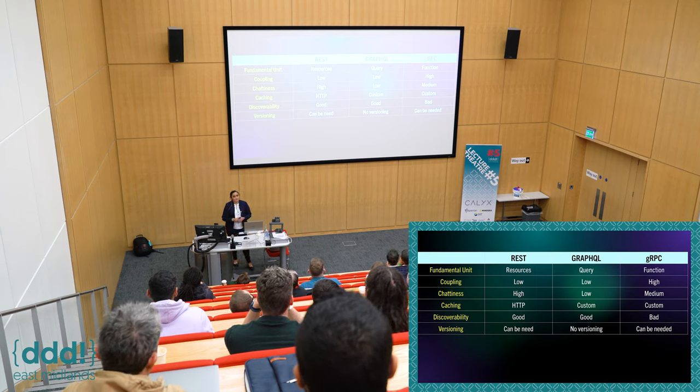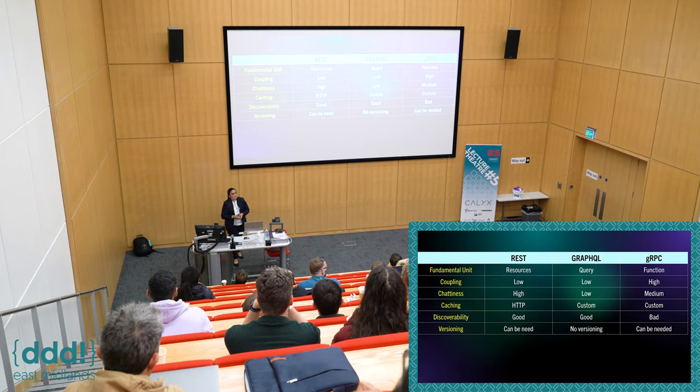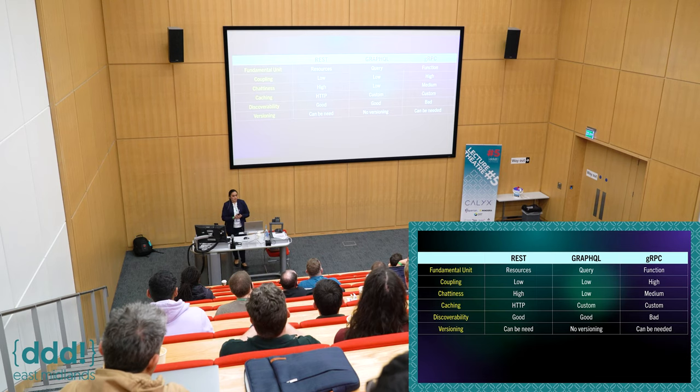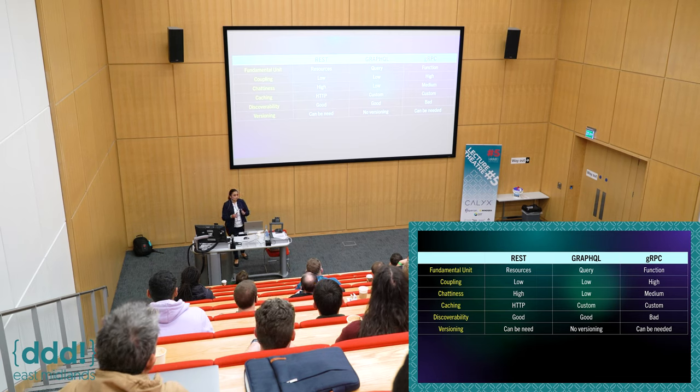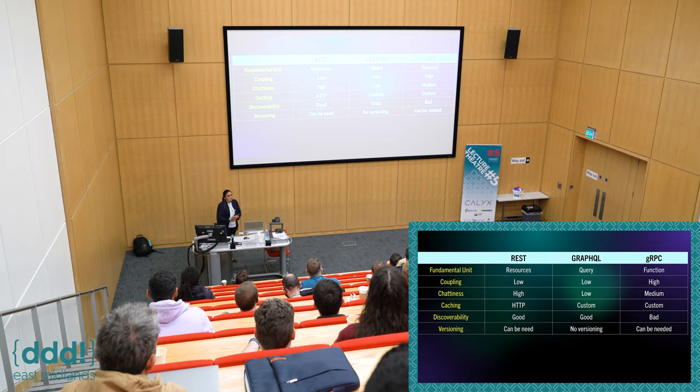There's low coupling between the client and server with GraphQL and REST, while as with gRPC, there's a very tight coupling. REST is high in chattiness, GraphQL is low with chattiness, and gRPC, I would say, medium. With REST, we can make use of the HTTP caching, the toolbox from HTTP for caching, while as with gRPC and GraphQL, it's very custom.